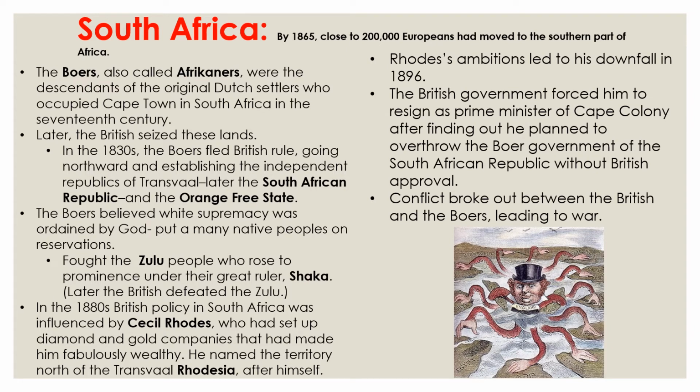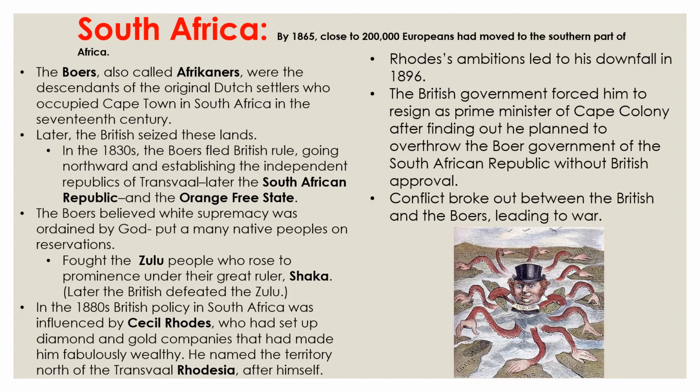In the 1880s, the British policy in South Africa as they take over was influenced by a British imperialist but also British businessman named Cecil Rhodes. He had actually set up a diamond and gold company that made him fabulously wealthy, and he had moved in and taken over some of these regions himself.